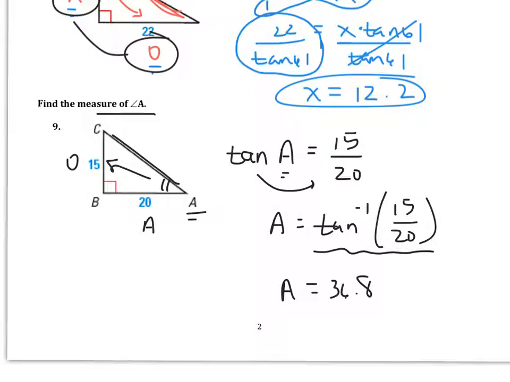36.8. And we said to just always round to the nearest degree, so we're going to change that to 37 degrees. And the reason is that way our angles easily add up to 180 degrees and not like 180.1, okay? So always round to the nearest degree.